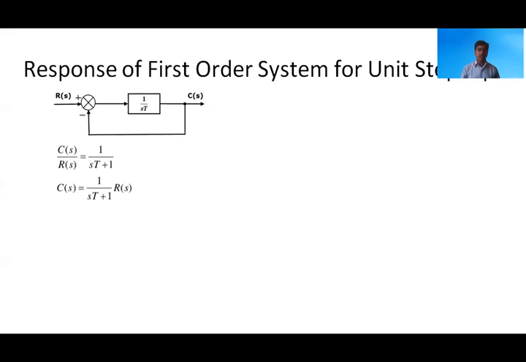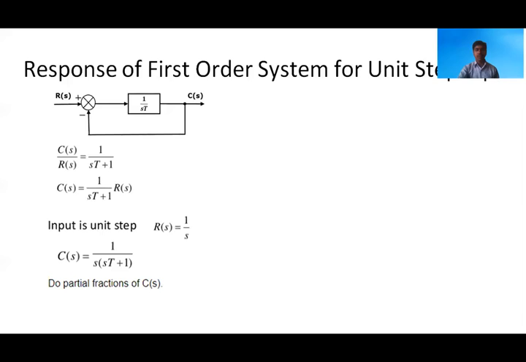Now how to find the response C of t? First we have to find C of S. So C of S is equal to the transfer function 1 by sT plus 1 into R of S, where R of S is equal to 1 by S because the input is a unit step function. Now C of S is equal to 1 by sT plus 1 into S. Since R of S is equal to 1 by S, it comes under the denominator term, one more S term. So how to find C of t from this C of S? Since we have two terms in the denominator, we can follow the partial fraction method.